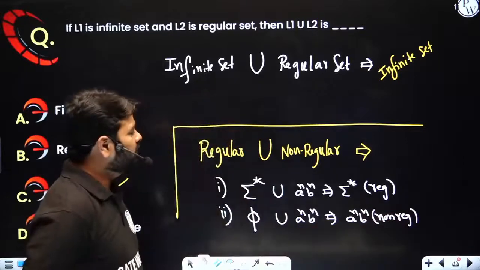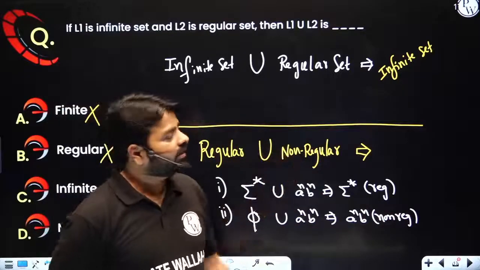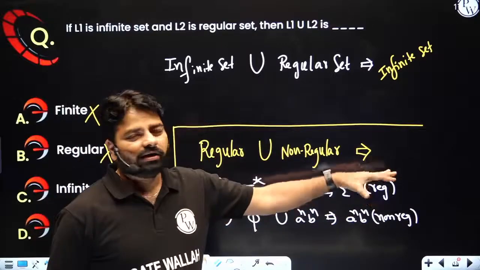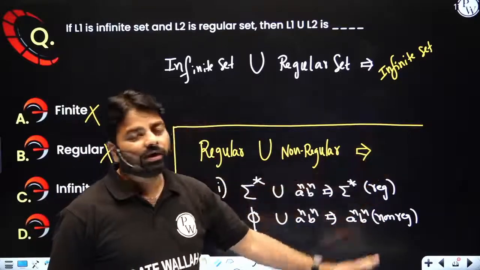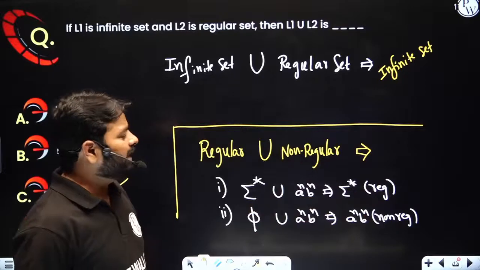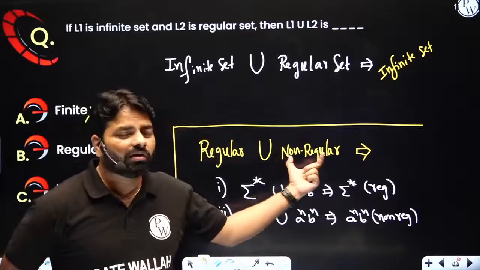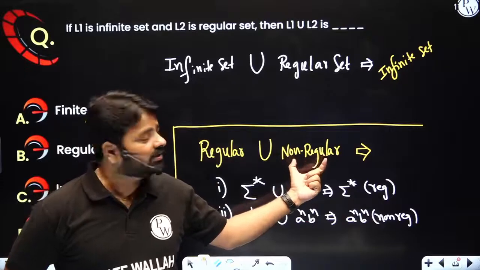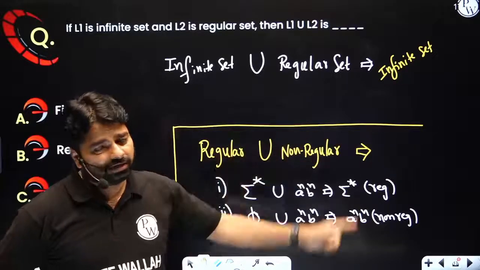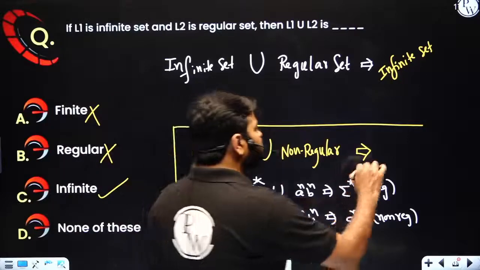Regular union non-regular, we are very clear. It need not be regular, need not be non-regular, right? But is it possible to be infinite always? Because every non-regular language over the sigma is infinite. Infinite union anything is infinite. That's concluded. The best answer is here.